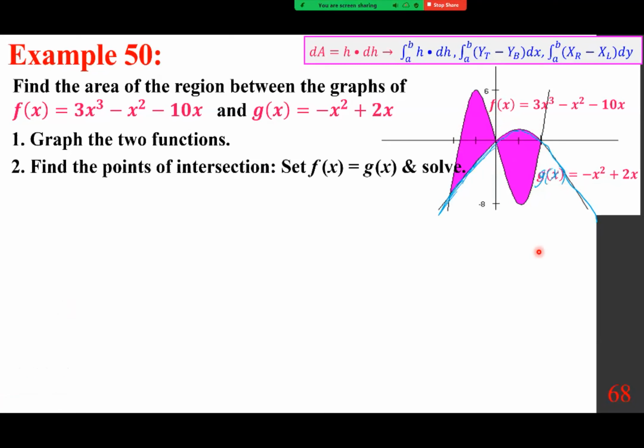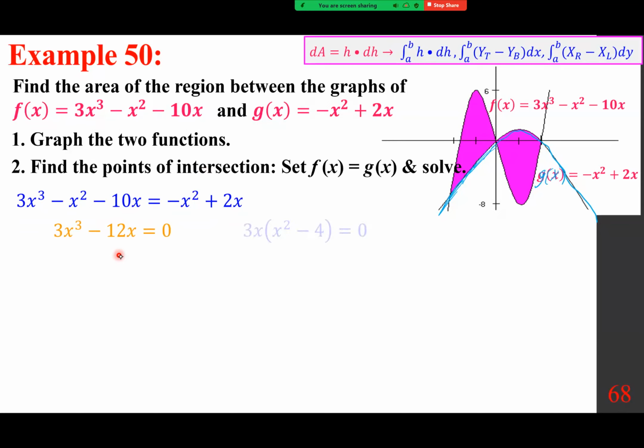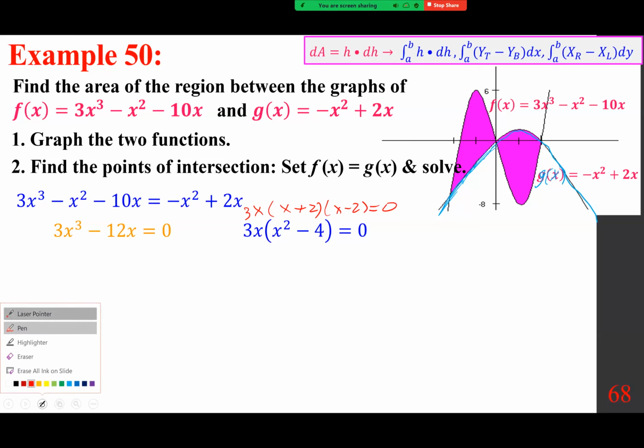So we want to find points of intersection, set them equal. These two cancel each other. I can move the negative 10x, move the 2x, make it minus 2x, and minus 10 is minus 12x. I take 3x as a common factor. And x squared minus 4 is x plus 2 times x minus 2. Let's write this as 3x times x plus 2 times x minus 2. Therefore, there are three answers. This gives us 0, this gives us negative 2, this gives us positive 2.